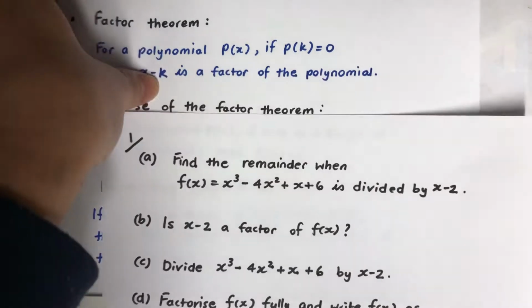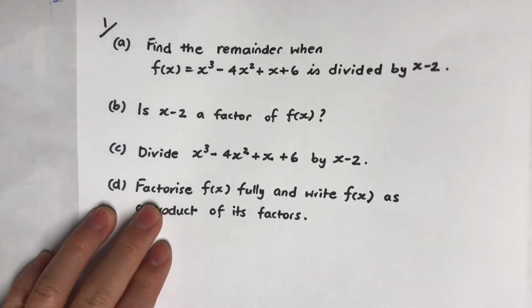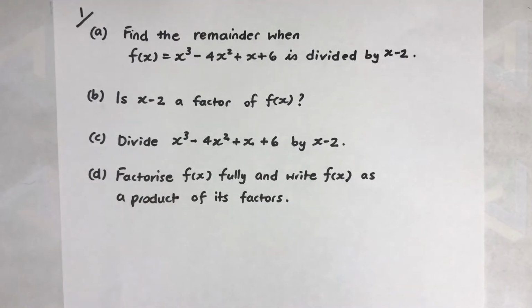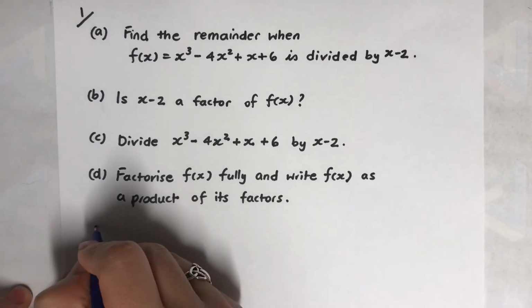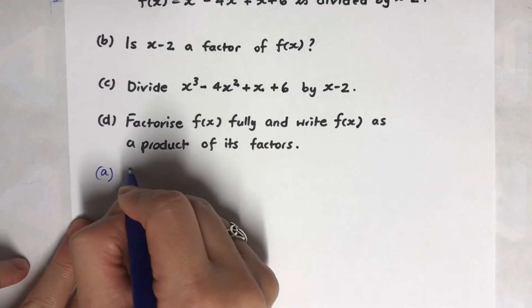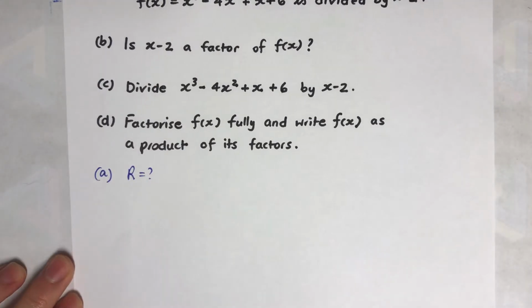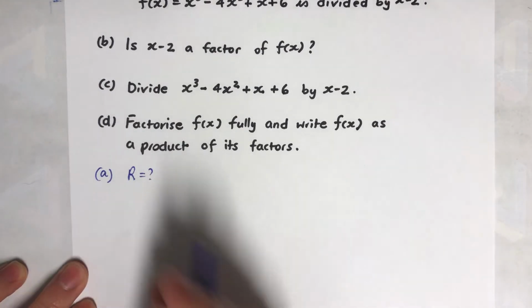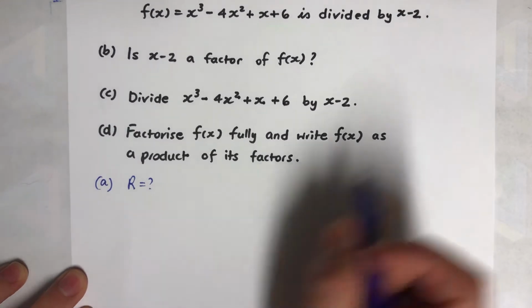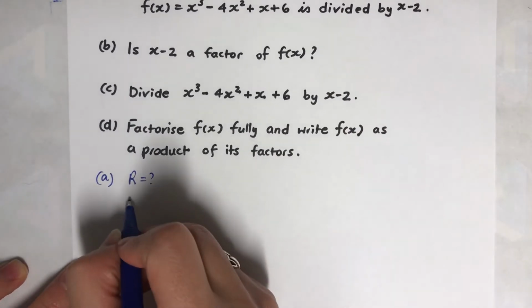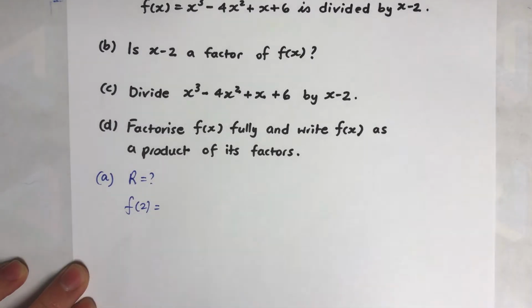So first question, let's have a look. Find the remainder when f of x equals x cubed minus 4x squared plus x plus 6 is divided by x minus 2. Alright, so what does that really mean? Now, part A, we're looking for R, the remainder, we don't know. Okay, and it says here divided by x minus 2. So that x minus 2 up here is a factor. So I'm just going to put that in there as my factor.